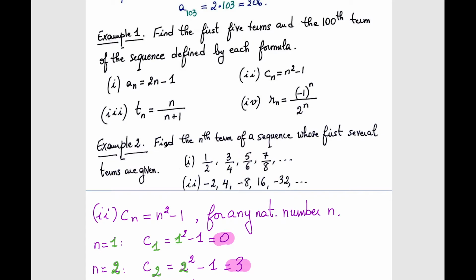Example 2. Find the nth term of a sequence whose first several terms are given as such. So now they gave us the terms. In the previous example, they gave us the recipe, right? They gave us the formula of the general term, and we had to discover those first 4 terms, let's say, or 5 terms. In this context, now they gave us the first few terms, and they told us, okay, assume that the pattern keeps going. Give us such a formula.